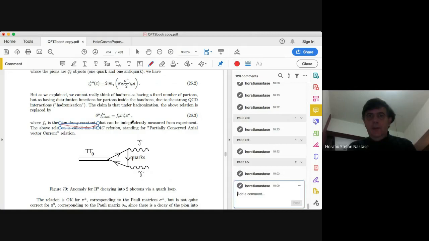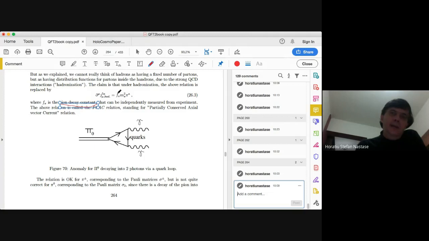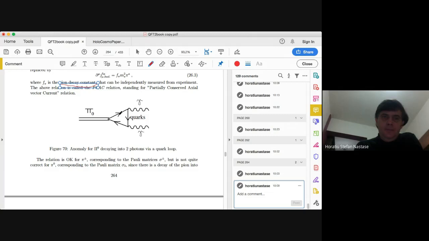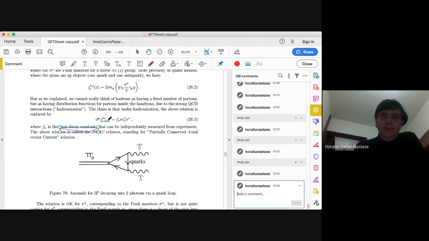This pion decay constant can be independently measured from experiment, but in some sense you can also take this relation as a definition of f_pi. This relation is called the PCAC relation, meaning partially conserved axial vector current. This relation would be correct for any pi^a, except that pi plus and pi minus cannot decay, while pi zero does decay.